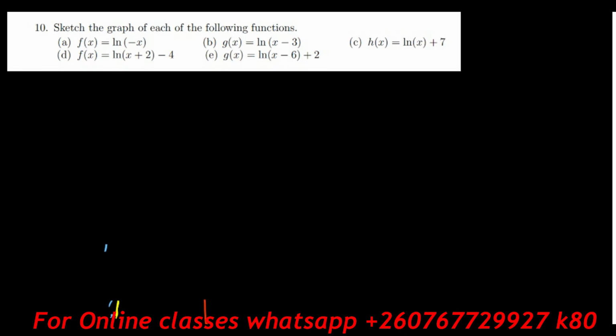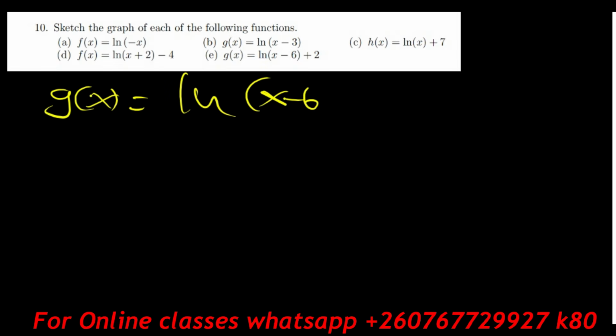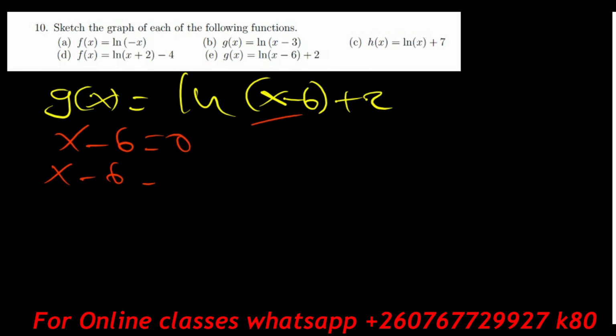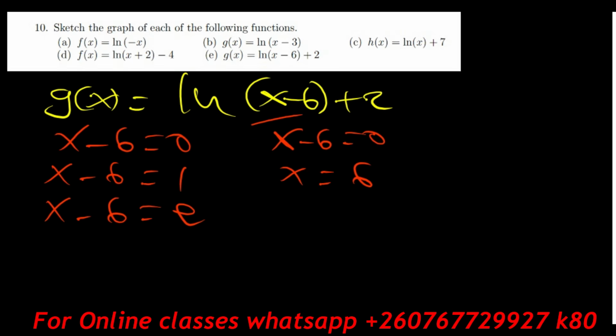Now part E is saying g of x is equal to ln of x minus 6, plus 2. Remember, you have to equate this into three things. I'll do x minus 6 is equal to 0, x minus 6 is equal to 1, and x minus 6 is equal to the base, which is e. Now, the one which I have equated equal to 0, that is my vertical asymptote. Okay? So I have to solve for x. So it is x minus 6 is equal to 0. If I shift 6 to the other side, x is going to be equal to 6. That is my vertical asymptote. So my vertical asymptote in this case is 6.